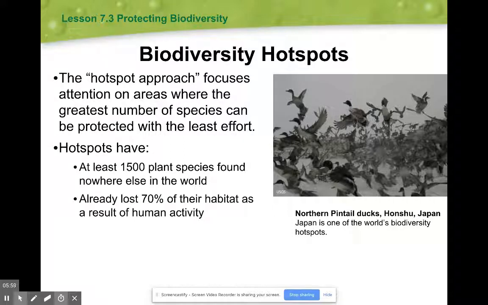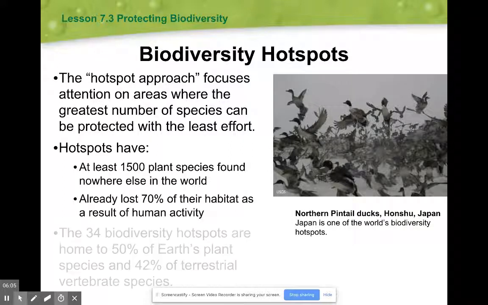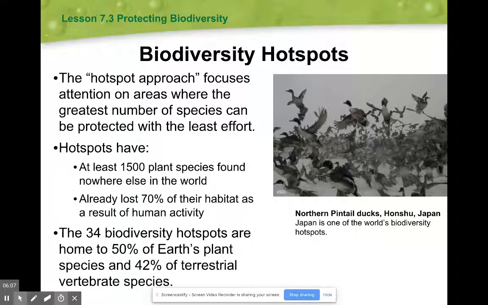Unfortunately, because of human activity, habitat loss, taking land and transforming it to farming, building roads, development, things like that, we've already lost 70% of this habitat. And think of that quote at the beginning, remember 50% of Earth's plant species and 42% of the vertebrates only live on 2% of the Earth. And that's where we get that number 34.